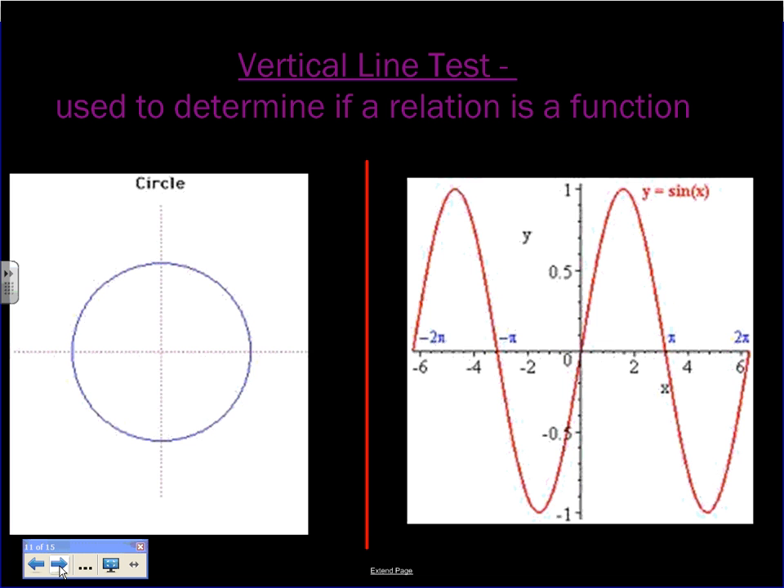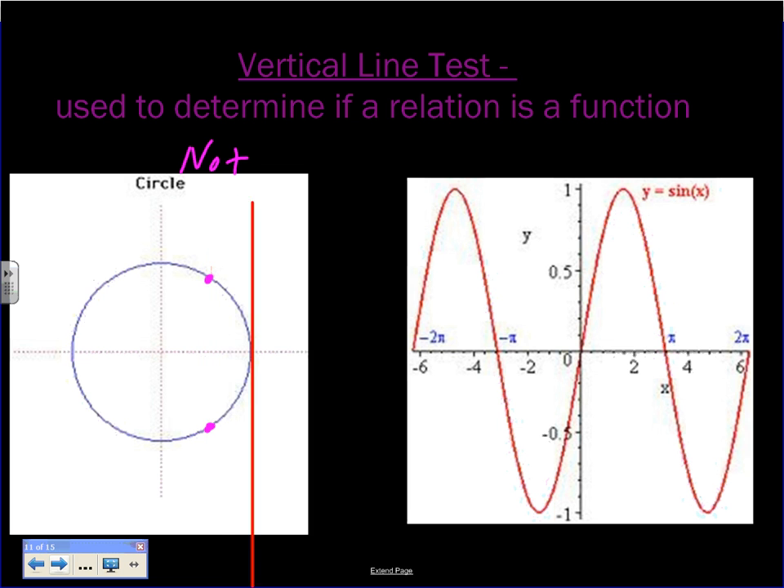Let's look here. We have a circle on the left side, so we slide this through, and we notice that it touches at 2 points. It only touches at 1 point right there, and then from there all the way through it's touching at 2 points, and then right about there it's touching at 1 point again. So this one will not be a function because it touches at 2 points.